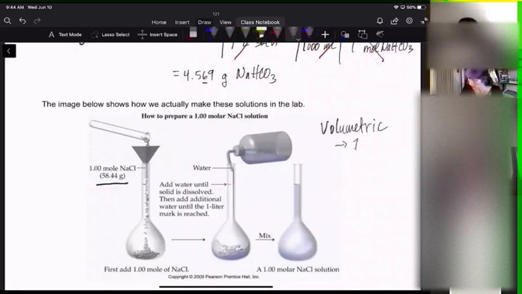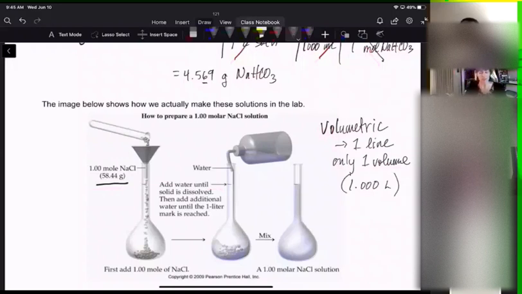It has one line, so only one volume. When we work with a cylinder, it has graduations. It's got all those marks, so you can measure any volume in that scale. For a volumetric flask, it's precisely calibrated to measure just one volume very well. So this is 1.00, usually 4 liters. So we add some water, we add our salt, we mix it around to get it dissolving, and then we fill it up to that line. And that's how we'll make a solution.